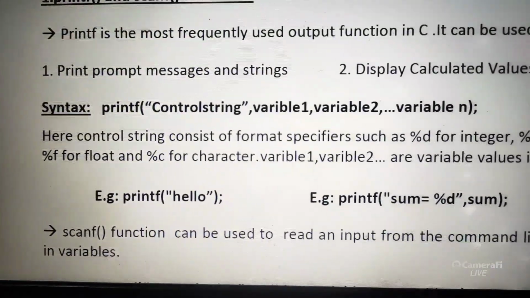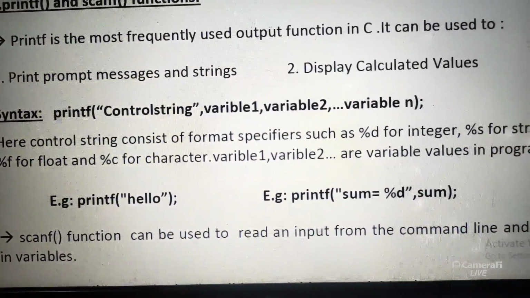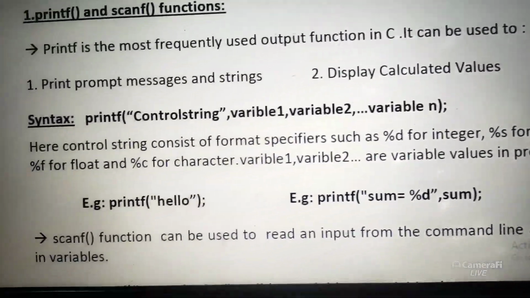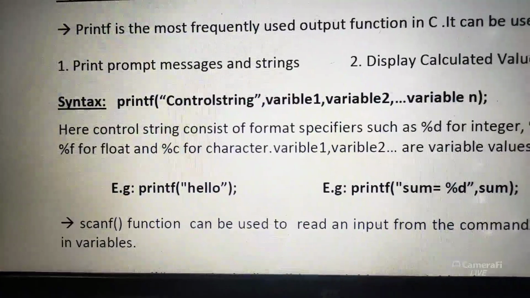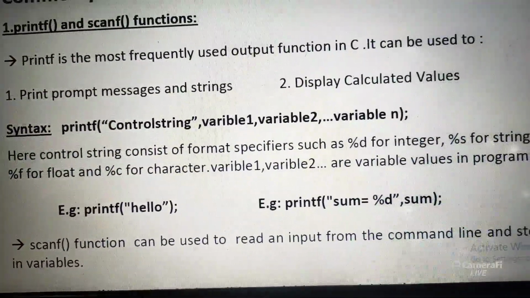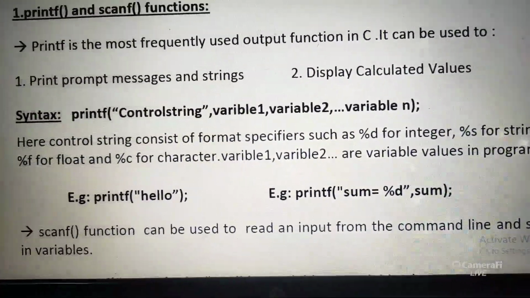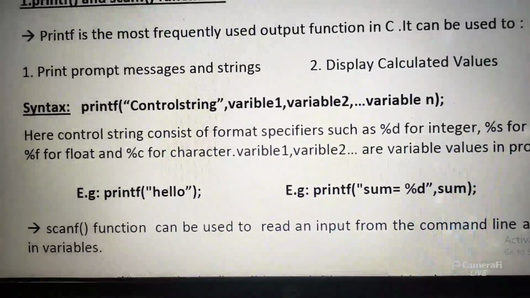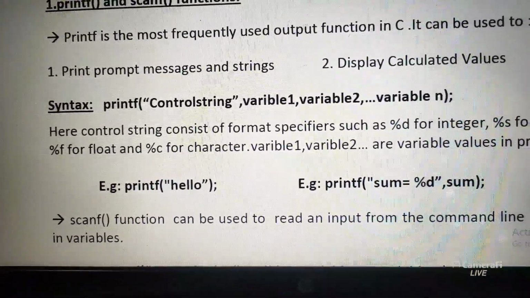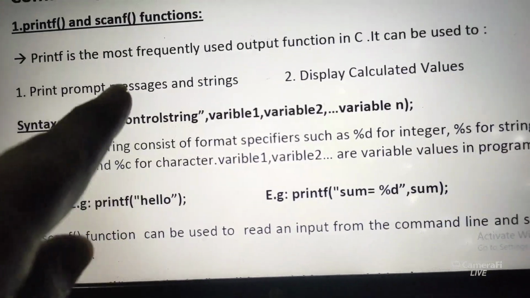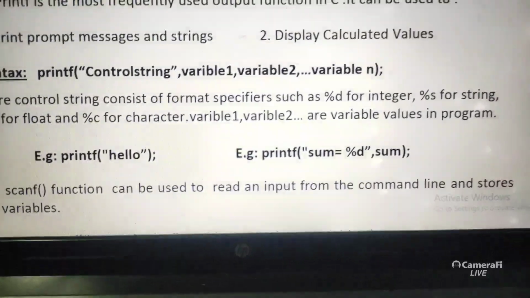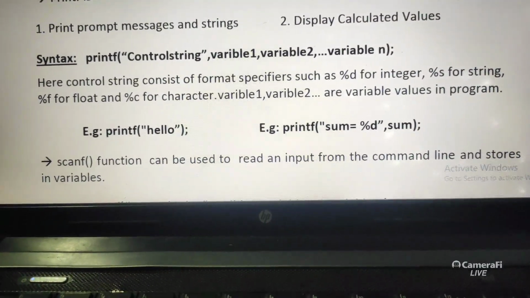Okay, so here the control string consists of format specifiers such as %d for integer, %s for string, %f for float, %c for character. Sir, we don't know what is integer, float, character. That will be discussed in the data types topic. Up to now, just remember these two only. If you forget, we will discuss format specifiers in coming topics.